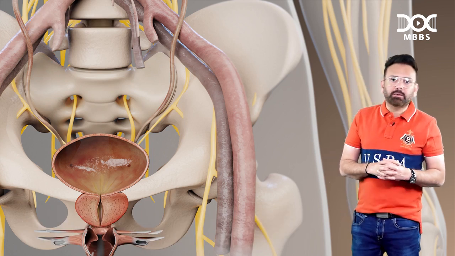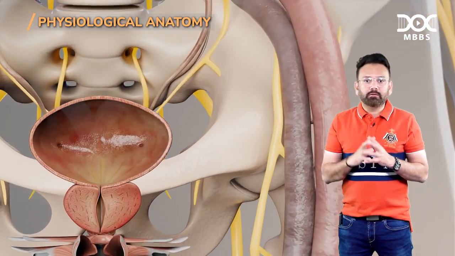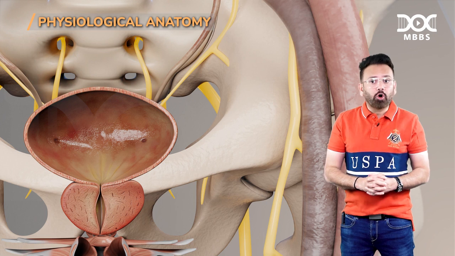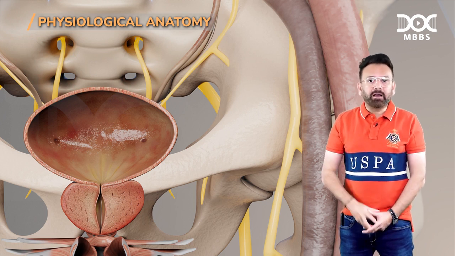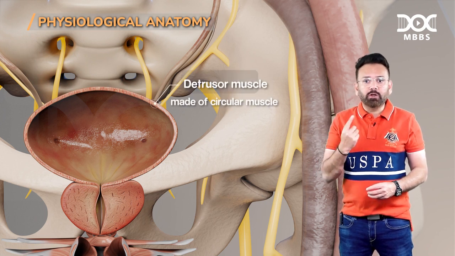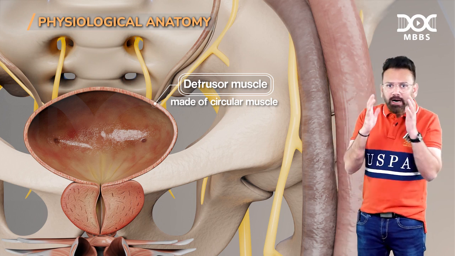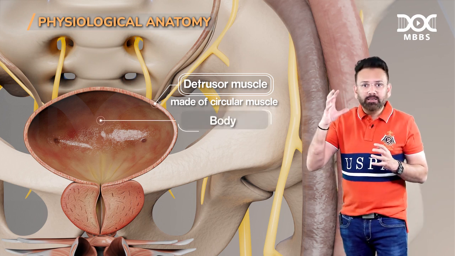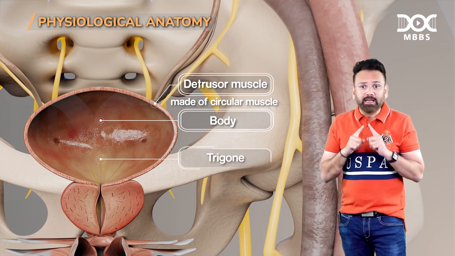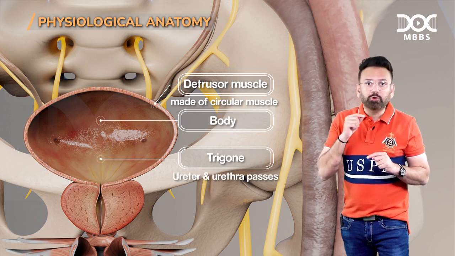So first let me discuss something about the physiological anatomy of the urinary bladder. As we know, the urinary bladder is made up of smooth muscle and it is a hollow vesicle, and the fibers are arranged in a spiral manner, then longitudinal muscle and then circular muscle, which is also called detrusor muscle. And this bladder has a body. The main body is what? Detrusor muscle itself. And the trigone is the triangular area through which the ureter and urethra both pass.